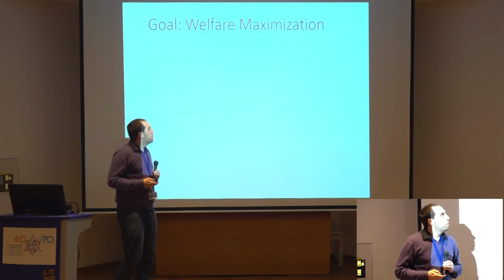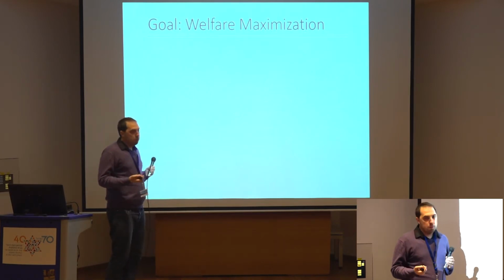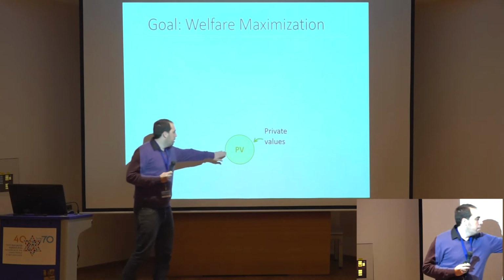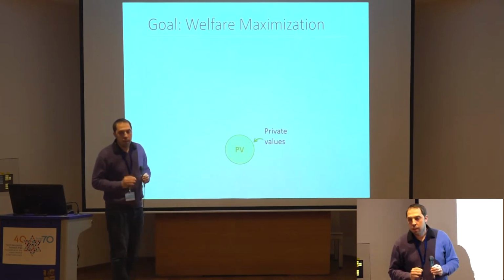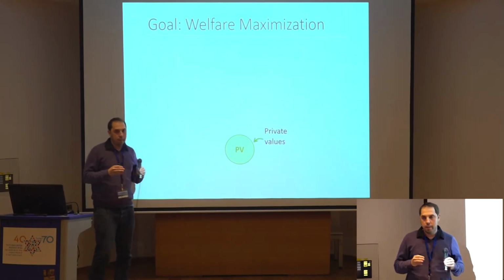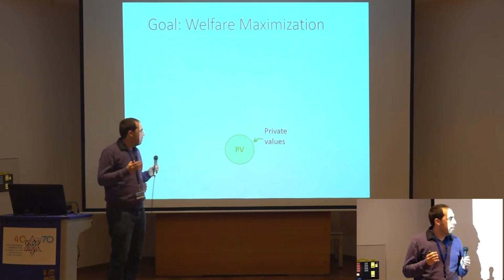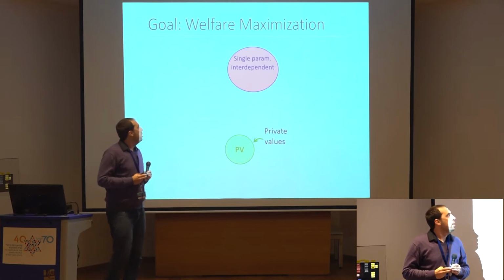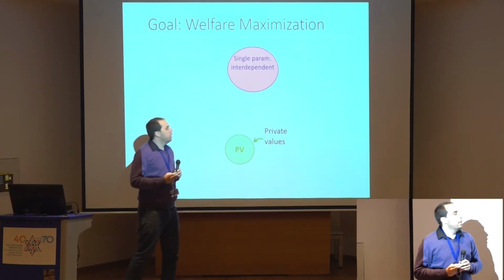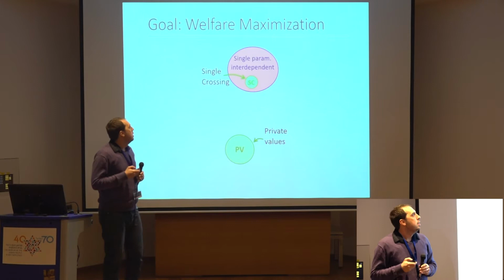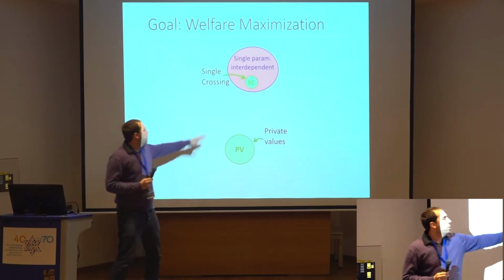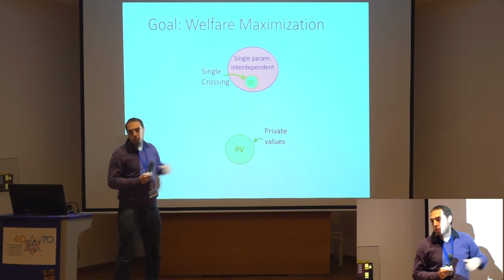And our goal is welfare maximization. So what's known about welfare maximization? We know that if bidders know their values, we can maximize welfare, even with more general constraints, by VCG. And if we have single-parameter interdependent valuations, then in order to maximize welfare, we need some condition I'll talk about soon, which is called single crossing.